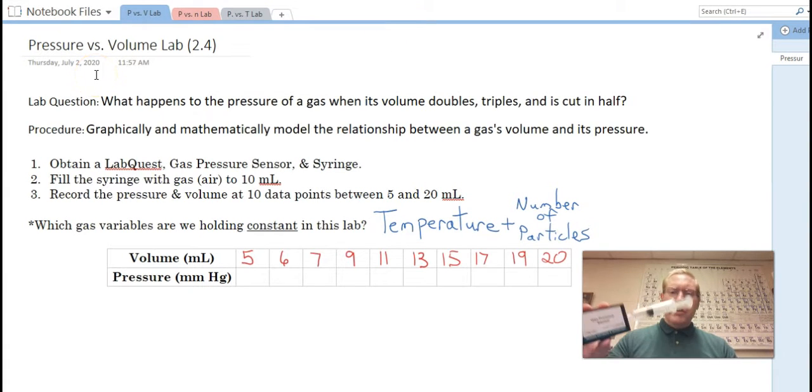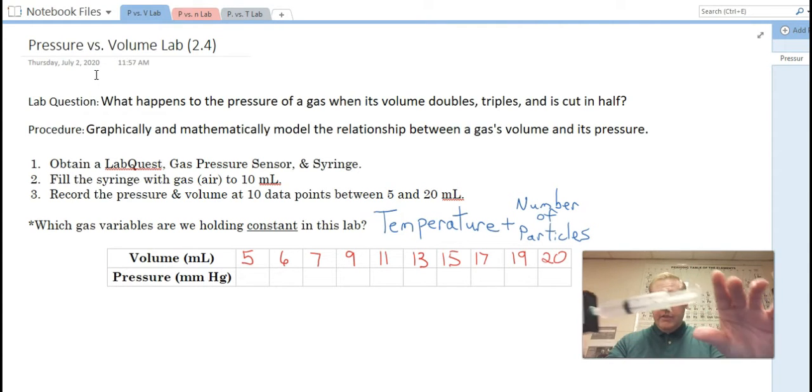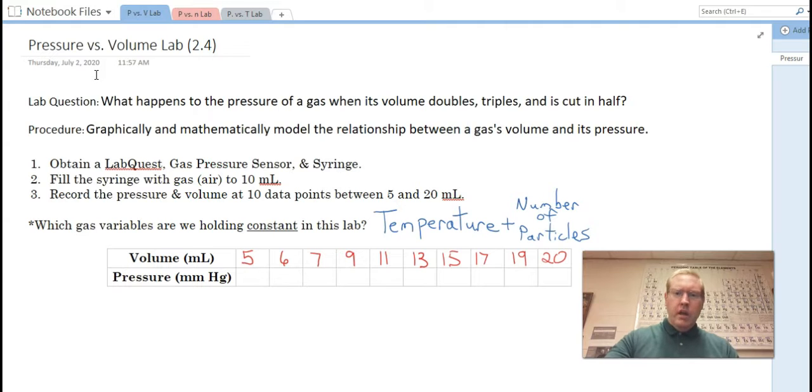Okay, so what I just did, I connected my syringe, remember that we filled to 10 milliliters, to my gas pressure sensor, so that's all ready to go. And I've decided on the volumes where I want to collect data. I've picked my 10 data points and I filled those into the table. So we'll get the pressure at 5, 6, 7, 9, 11, 13, 15, 17, 19, and 20 milliliters.